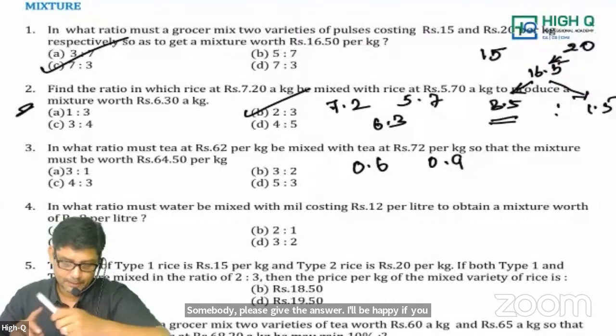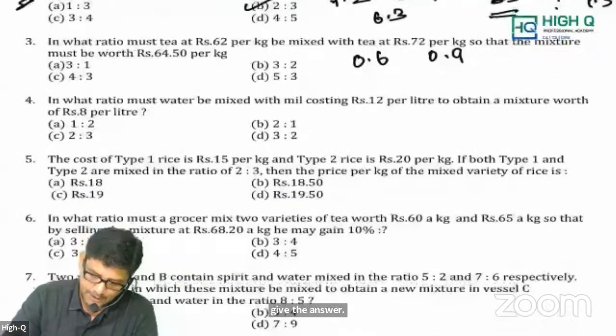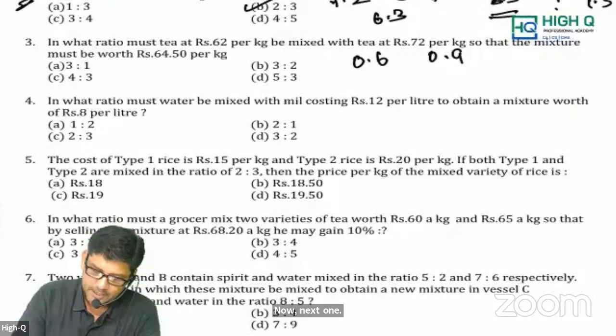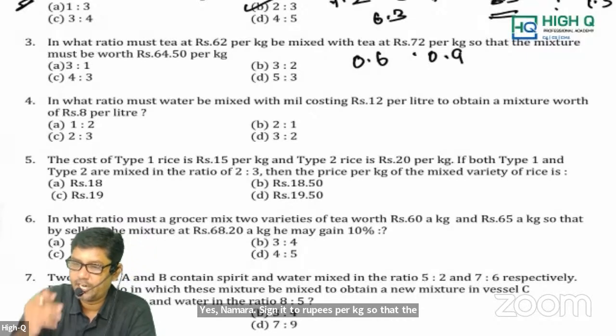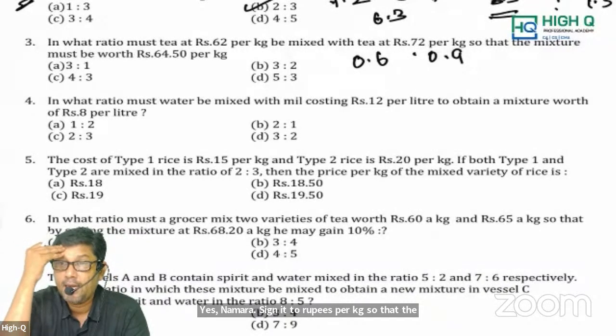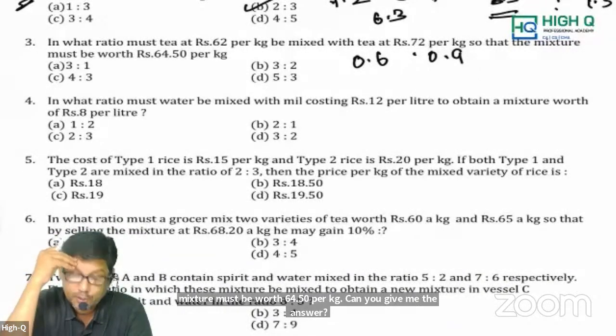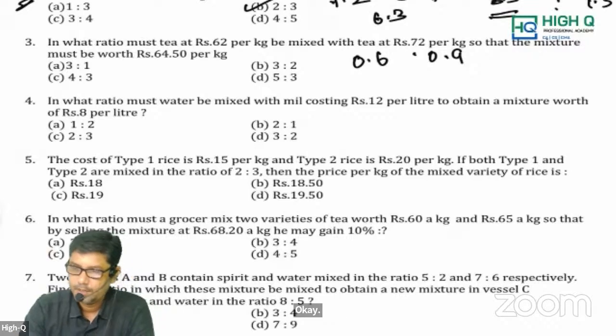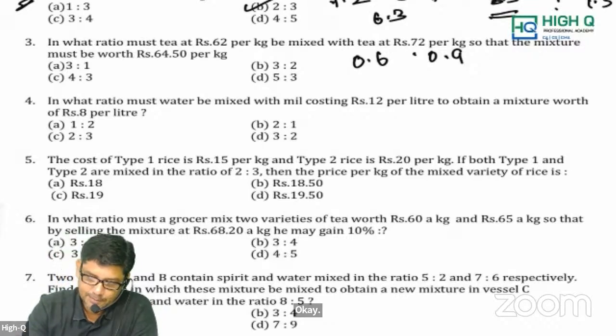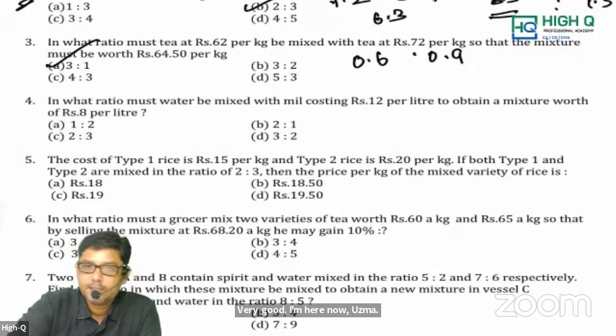Now, next one. In what ratio must rupees 62 per kg be mixed with rupees 72 per kg so that the mixture must be worth 64.50 per kg? Can you give me the answer? Nandini, Namra, 3 is to 1. Very good. Then you answer my questions. 3 is to 1.